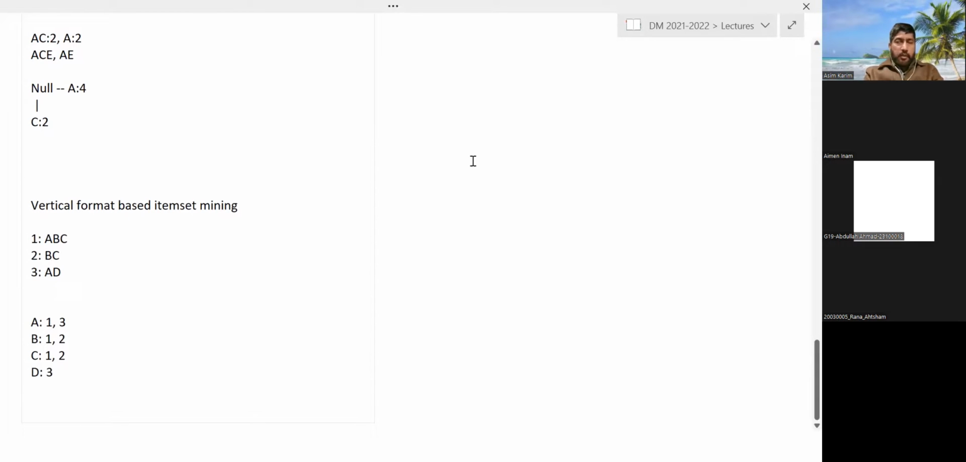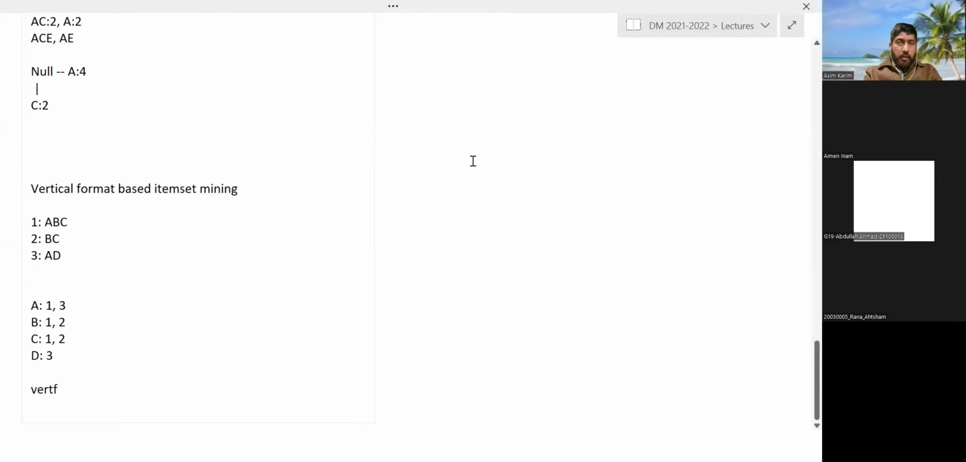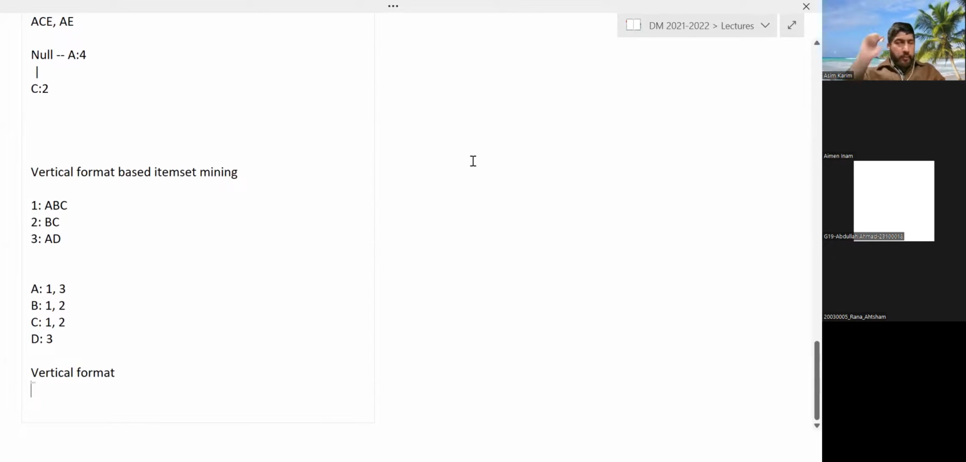So this format is called the vertical format. Okay? And of course, this vertical format is for single items. You can make it for item sets as well, but here we have shown it for single items. What's happening here? Okay?